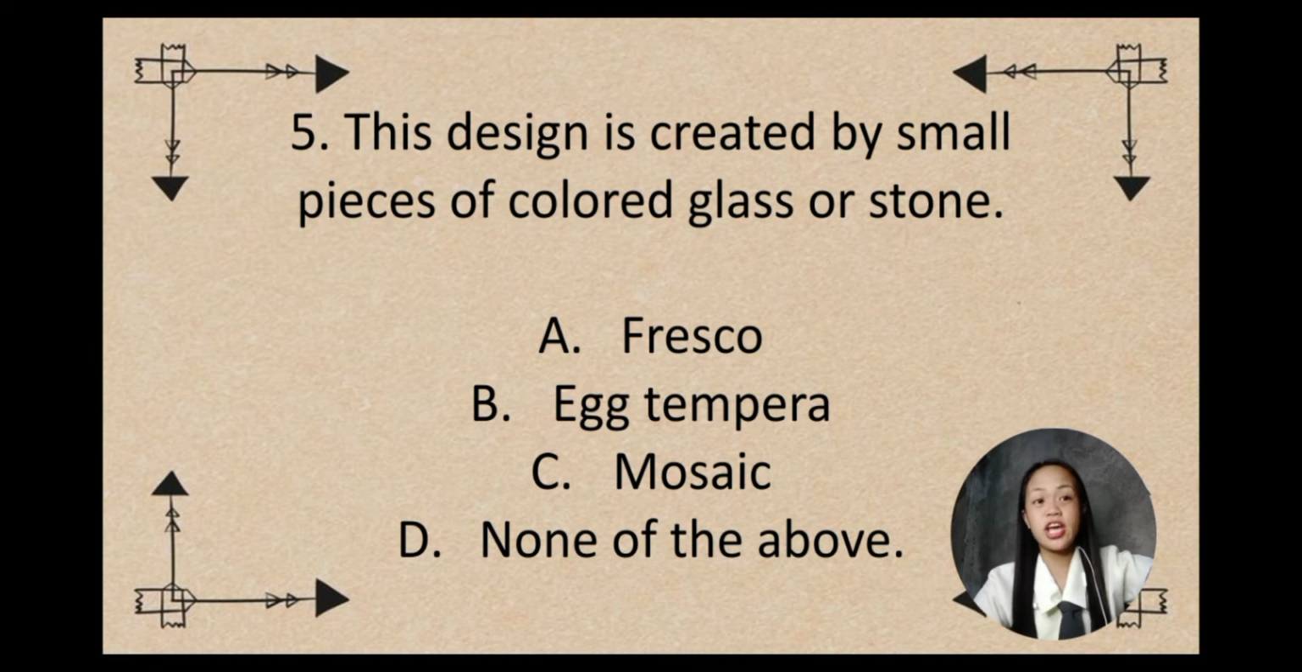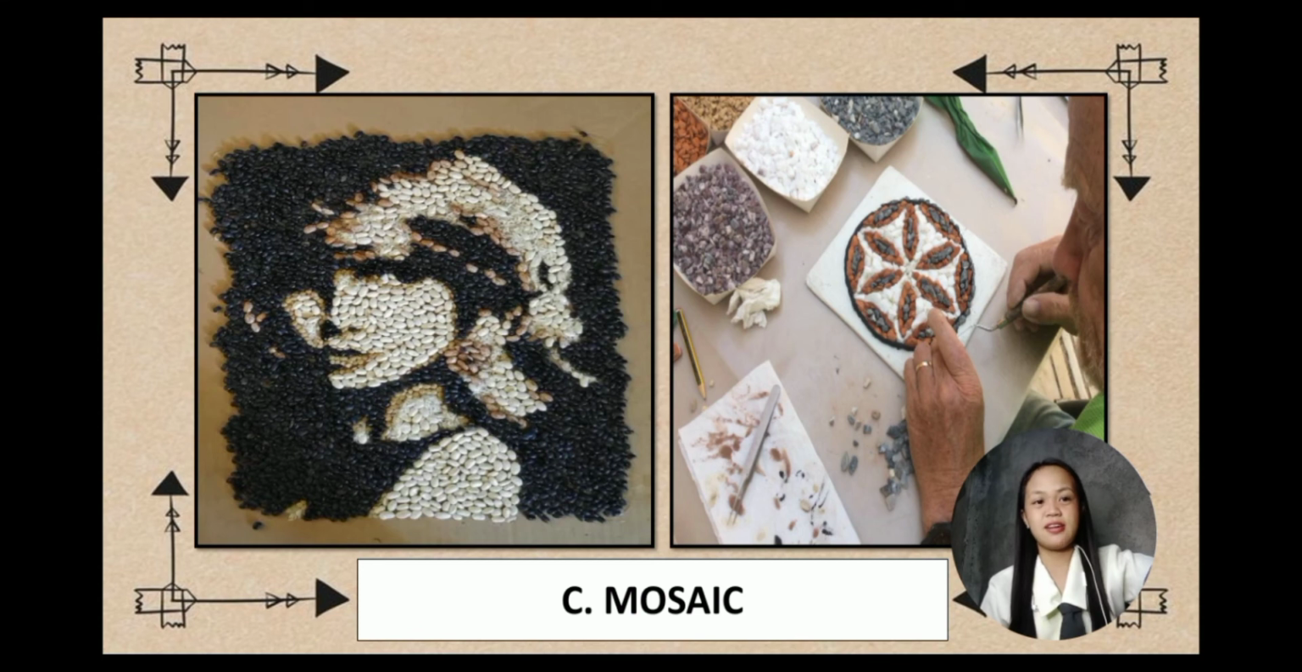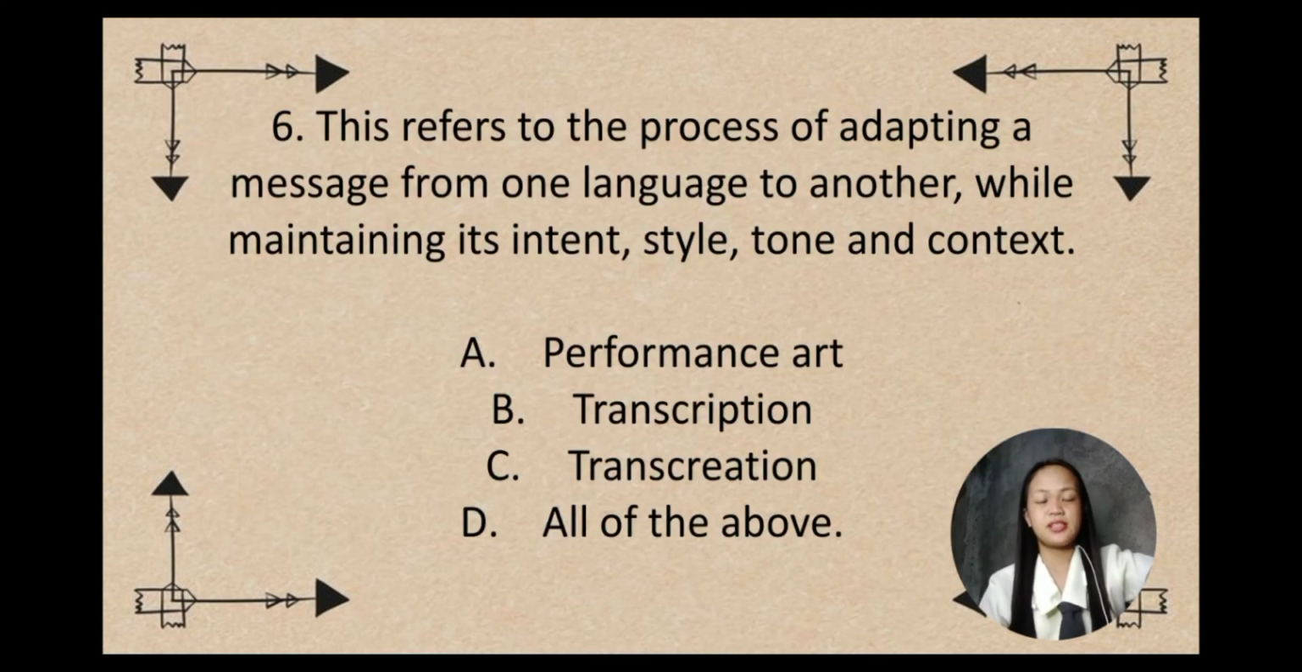Okay. Next, number 5. This design is created by small pieces of colored glass or stone. Okay, unsa man ni siya? Atong didikit-dikit. So, A. Fresco, B. Egg tempera, C. Mosaic, or D. None of the above. So, unsa man ni siya? Klaro na kayo sa answer, no? So, the answer is C. Mosaic.